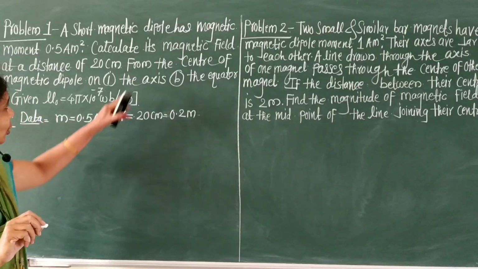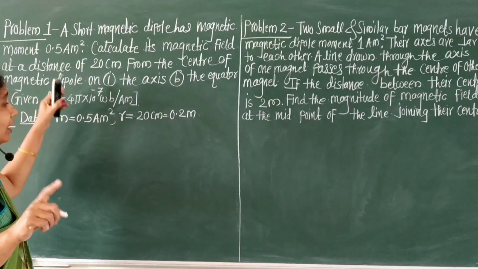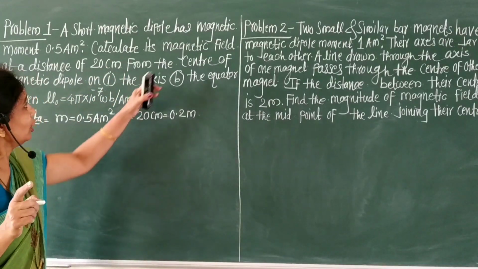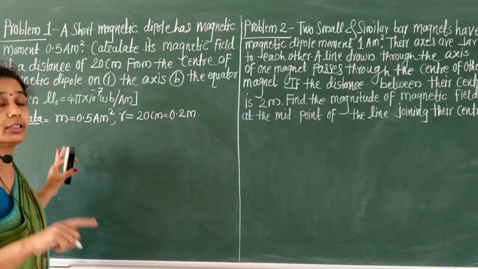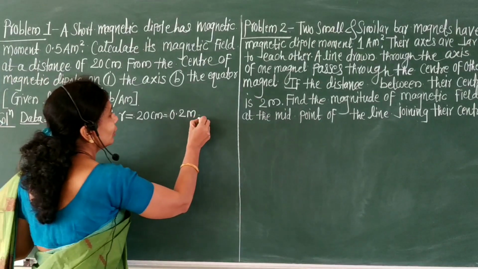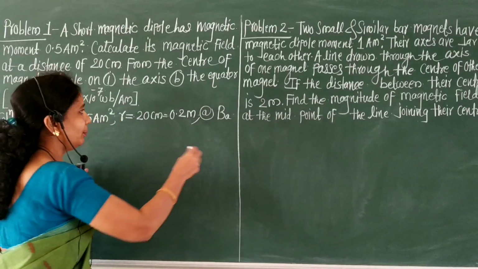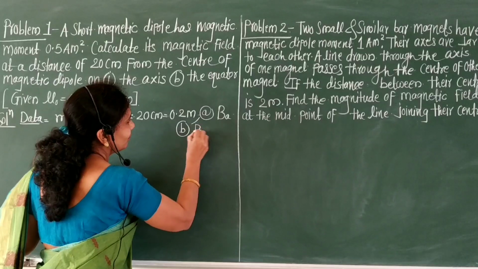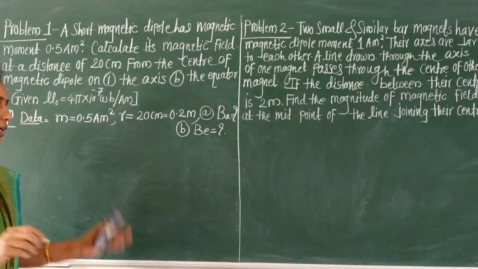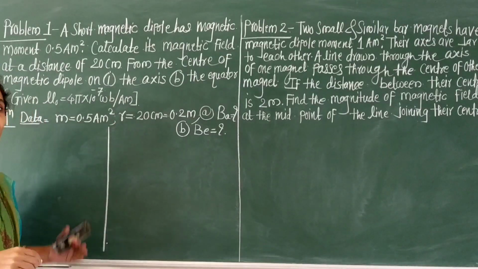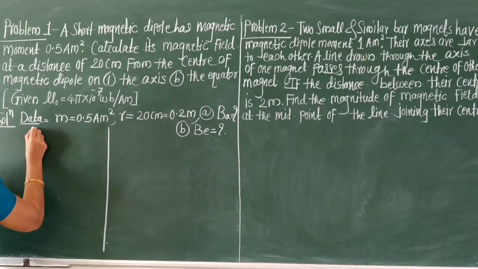Okay. Now, from the center of the magnetic dipole, we have to calculate the magnetic field at a distance of 20 centimeter from the center of the magnetic dipole on the axis and on the equatorial line. Therefore, first we have to find out BA and BE. We have to find out the value of BA and BE. Let us calculate one by one. First, we calculate the value of BA. What is the formula for BA?